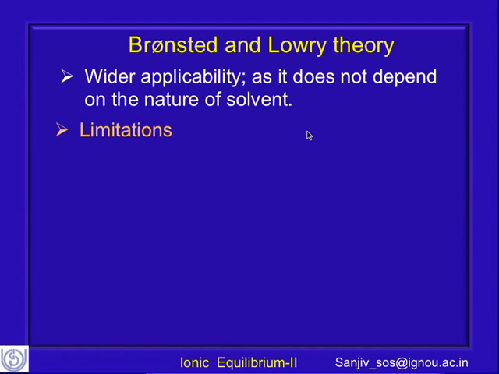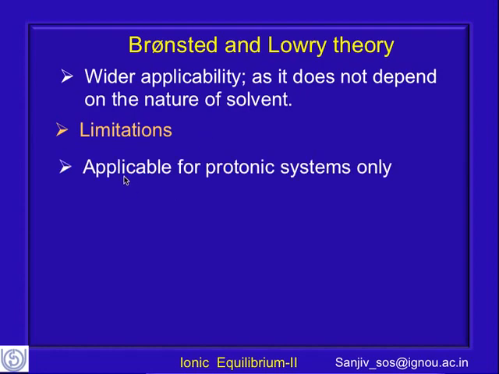However, this also has limitations. Having wider applicability compared to Arrhenius theory is the strength of Bronsted-Lowry theory, but it still has weaknesses and limitations. It is applicable only for protonic systems, systems which can have protons. If something doesn't have a proton, then it cannot act as an acid. How would it act as an acid, because it doesn't have a proton? It cannot act as an acid according to Bronsted-Lowry theory. It can still act as an acid, we'll come to that, but the question is with respect to the Bronsted-Lowry theory.